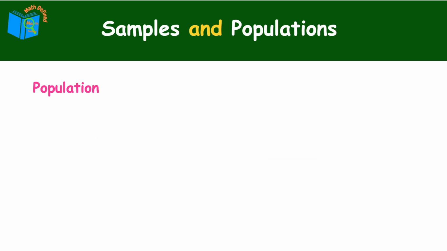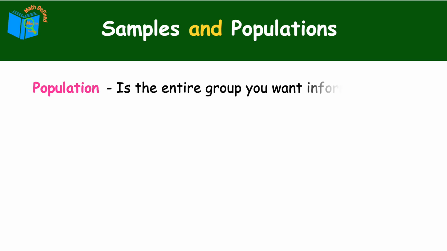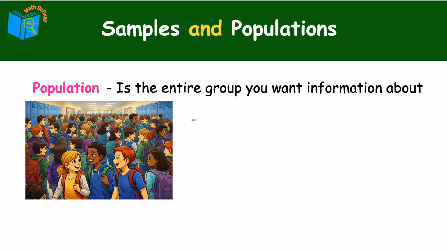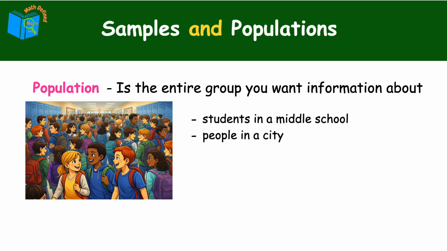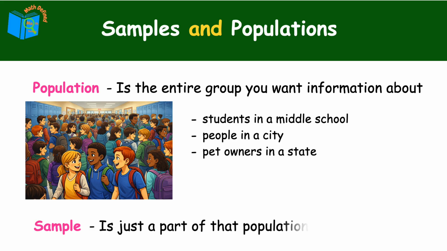Let's start with two important words. A population is the entire group you want information about. That could be all the students in a middle school, all the people in a city, or even all the pet owners in a state. A sample is just a part of that population. It's the smaller group we actually study.